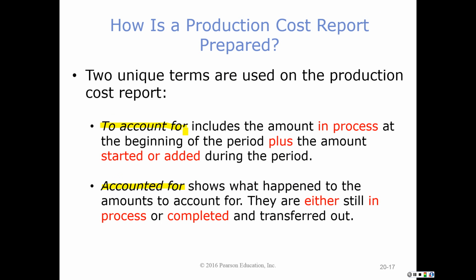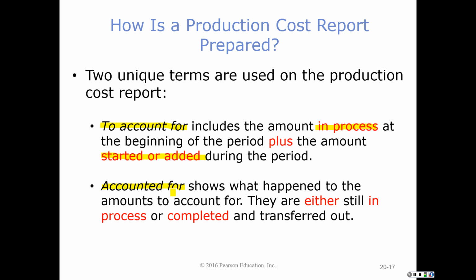All right, so to account for means we need to know how many units and/or dollars, two separate things, for each of these. We need to know how many units and how many dollars were in this particular department in process at the beginning of the period. And then we need to know how many additional units were started or added during the period. Those are the total number of units and the total cost that I need to account for.